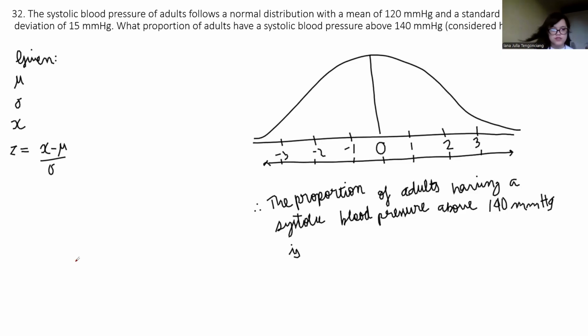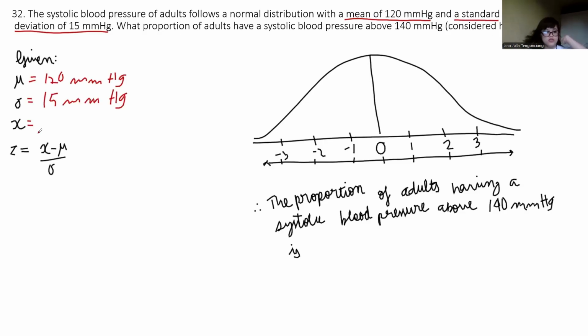Let's change our color. So what's given here? Okay, we have to find out. So that's our mean of 120 millimeters of mercury, the standard deviation of 15 millimeters of mercury. Let's write that down. So then the x, we can find the x in our question, which is what proportion of adults have a systolic blood pressure above 140 millimeters of mercury? So that would be our x here, 140 millimeters of mercury.